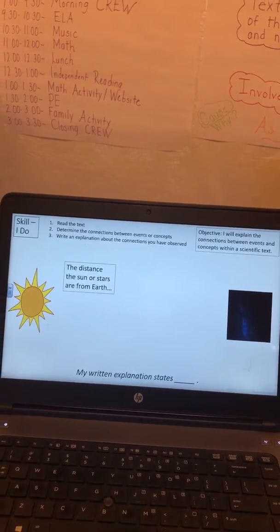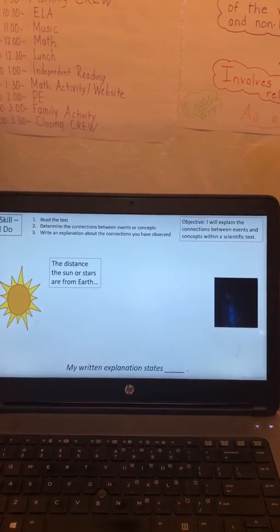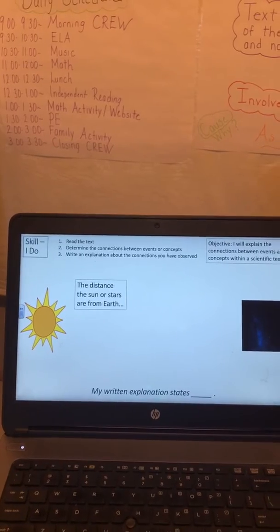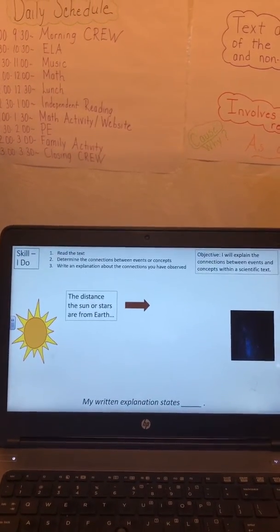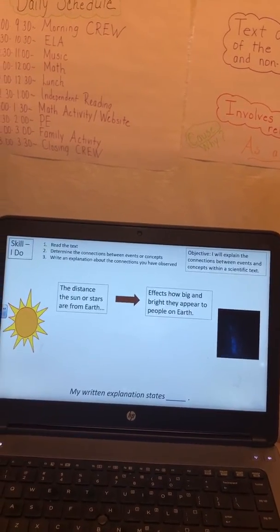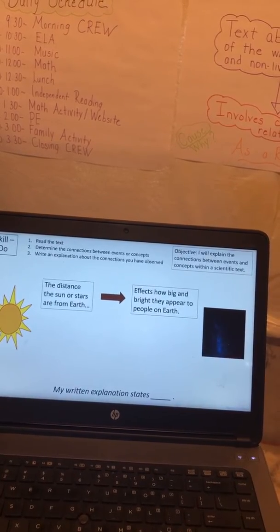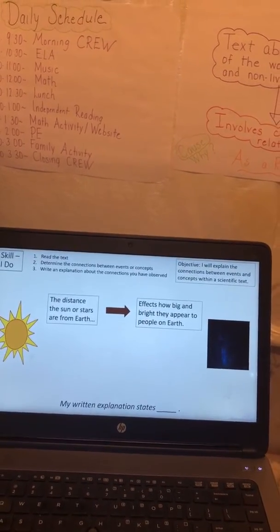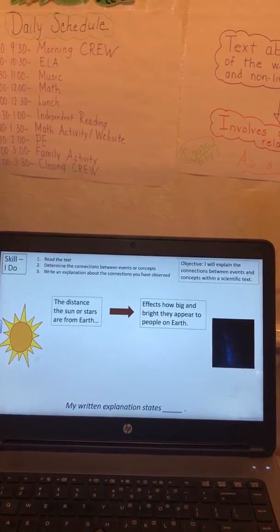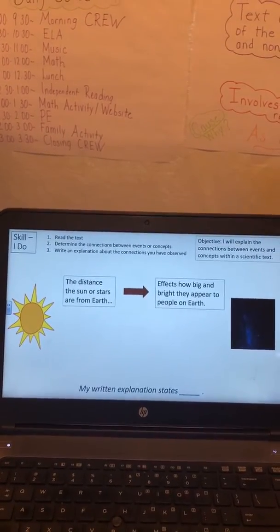Okay, so the first thing that we can determine or think about a connection for is the distance the sun or stars are from the earth. That's going to make a difference. That's going to play a role. This, as an effect, it affects how big and bright they appear to people on Earth. So depending on the distance they are from us is how big and bright they will appear to us in the night sky, okay, or in the daytime when we see the sun. So that's one connection or cause and effect relationship.